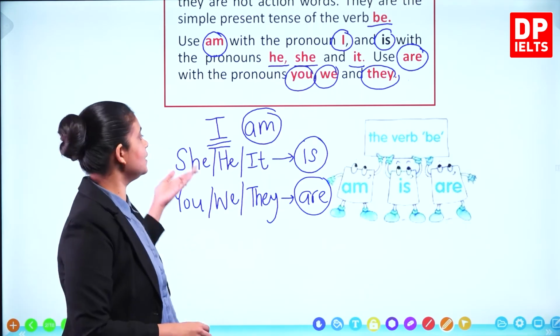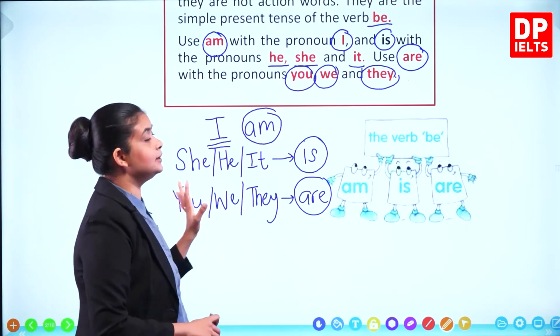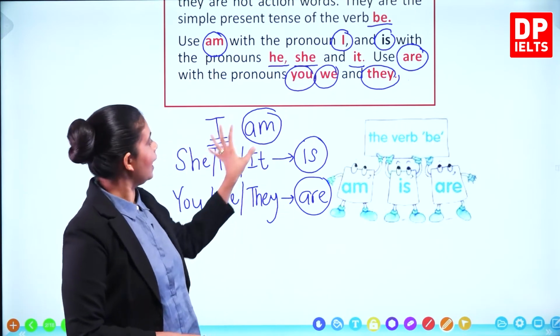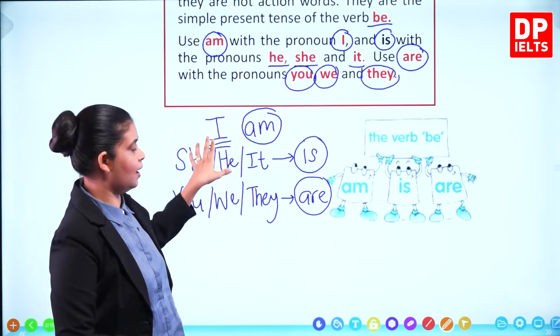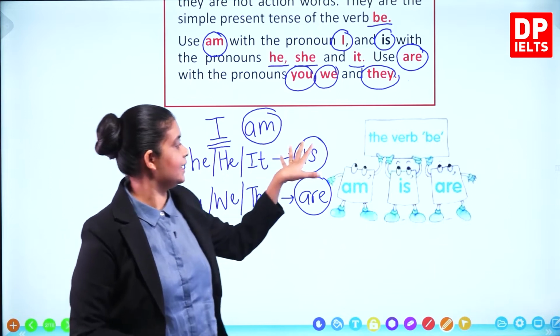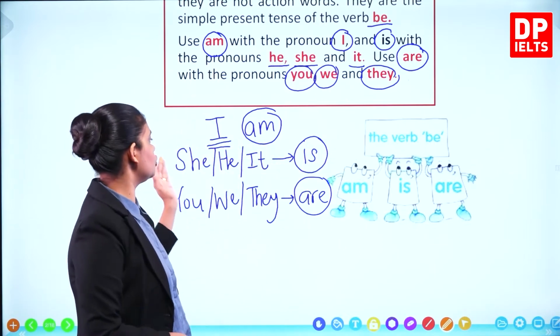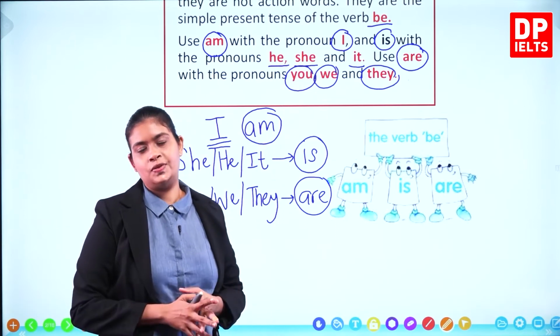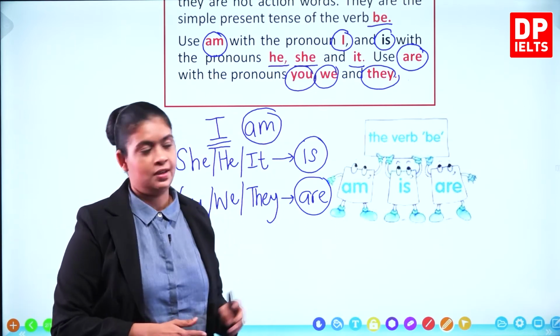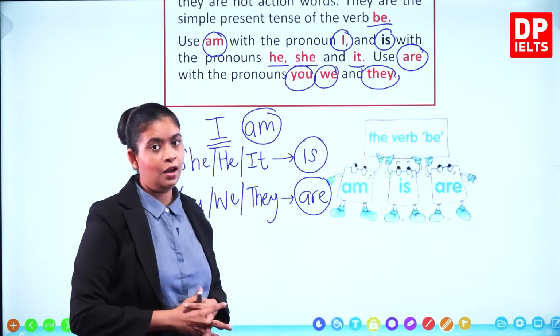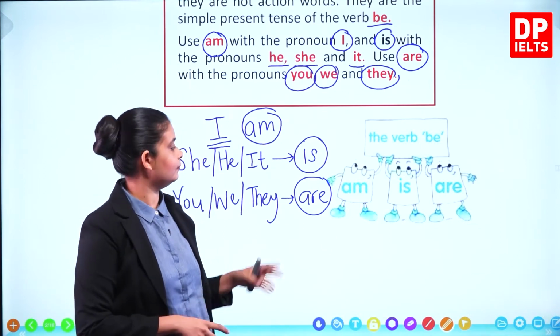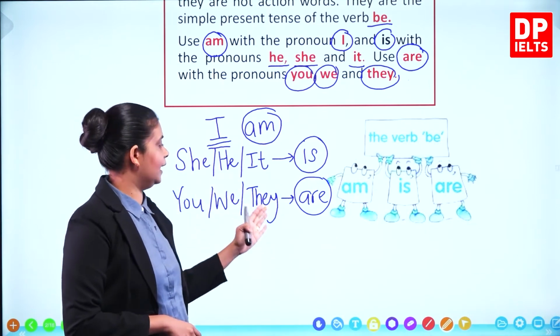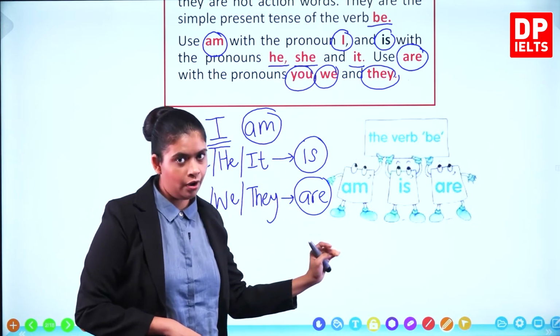Right? So let us have a look at that again. Am, you use it with I. Is, you use it with she, he, it. Or you can use it with singular nouns. Here, these are singular pronouns. You, we, they, you can use it with are.